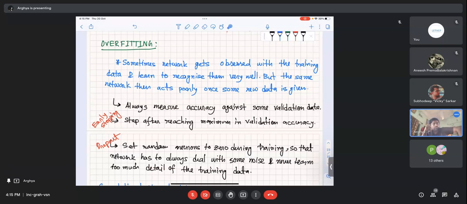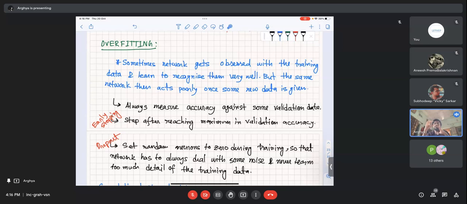So there are two ways of getting rid of overfitting. First is early stopping. Early stopping means that apart from having a training set, you also have a validation set. A validation set is something where you know what the output should be, but you haven't told the network. So you give it some training data, and you keep some data aside for your own use as validation data. So you train the network, then see how good it does with the validation data.